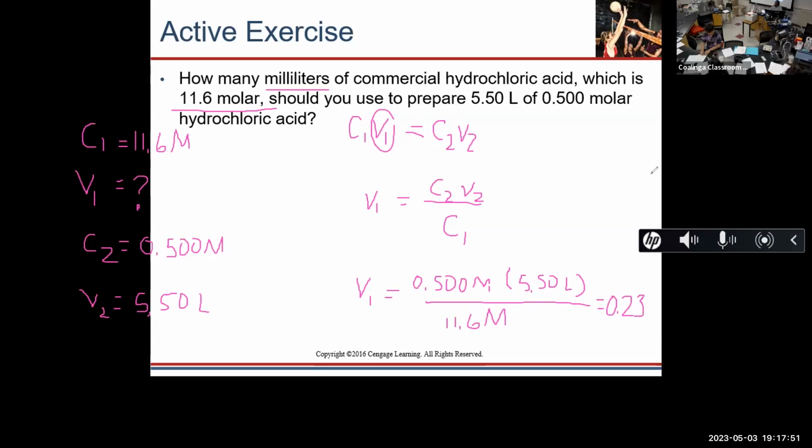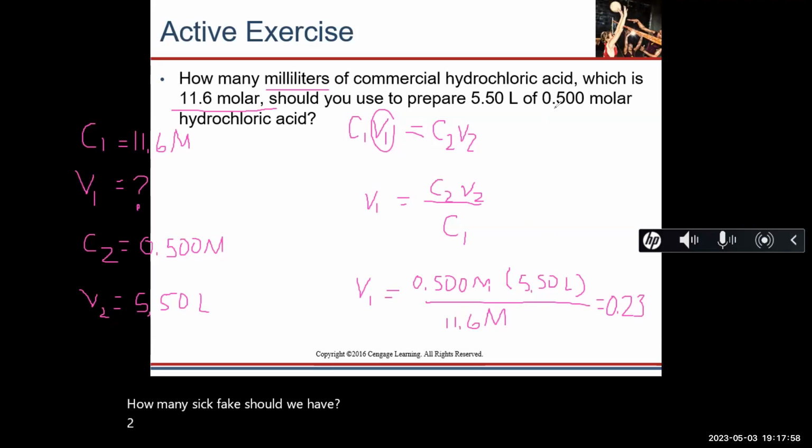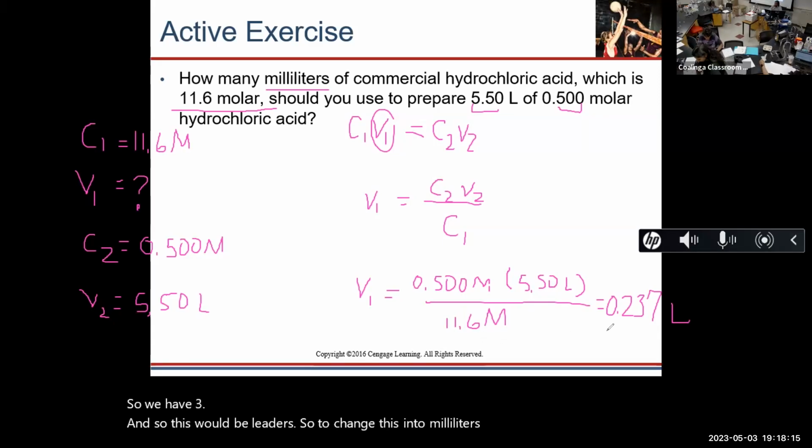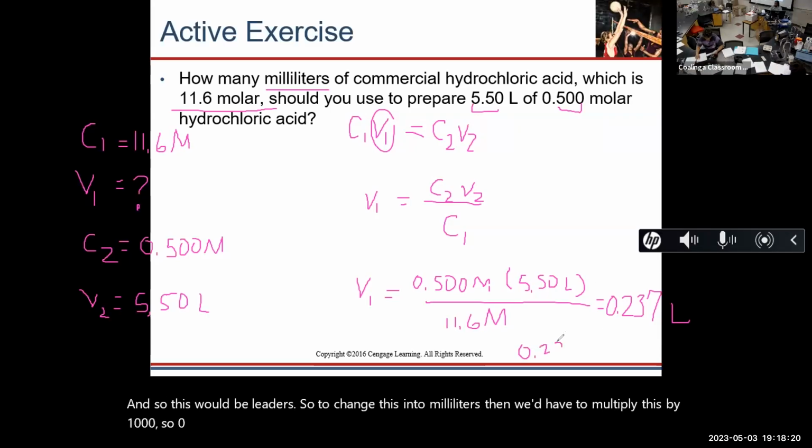How many sig figs should we have? Two. Are you sure? Oh, no. Three. We should have 3. Yeah. So this would be liters, so to change this into milliliters, then we have to multiply this by 1,000. So 0.237 liters. We know that we just multiply this by 1,000.